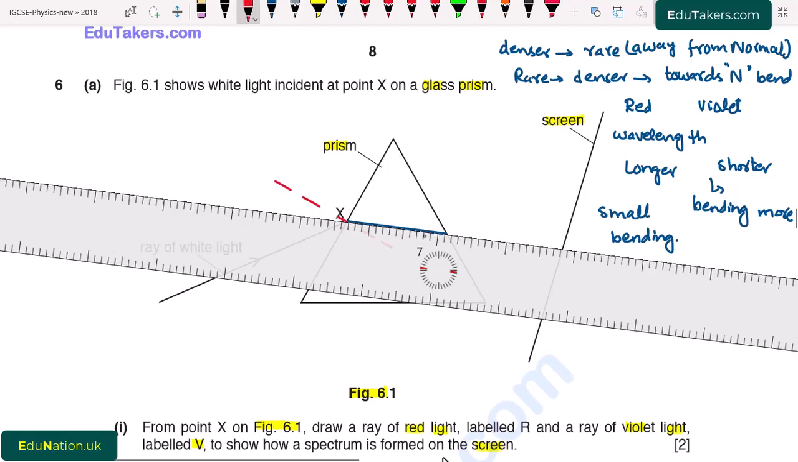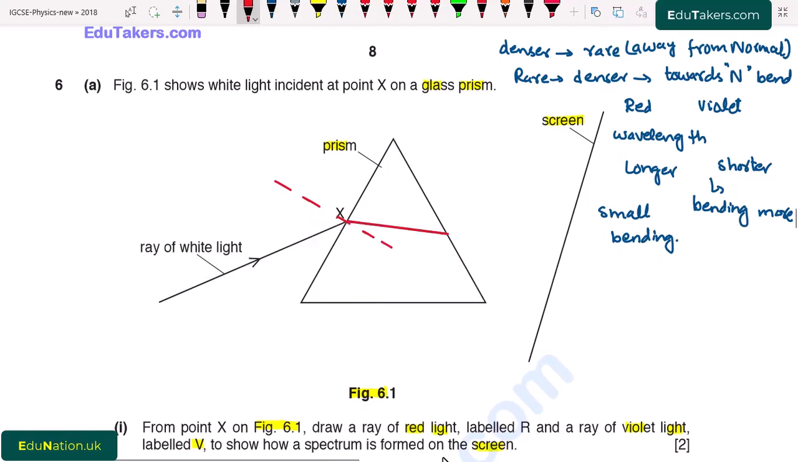Sorry, it's red light. So in this way, it bends towards the normal in such a way that this is the angle of incidence and this is refraction, so the angle of incidence must be greater than the angle of refraction.